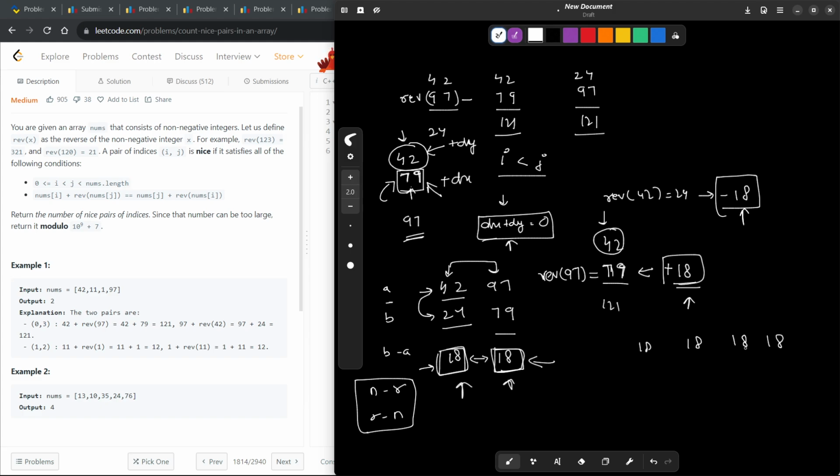So all of these 18s will be able to form pairs with themselves. This first 18 will be able to form pairs with these three 18s, right? And this second 18 will be able to form with these two, and this third 18 will be able to form with this one. So why are we doing it in a way like this? This is because we want to make sure that the pairs are not repeated and an ordered pair is only taken once, right? So there are multiple ways of taking care of this, but let me show you how I implemented it.